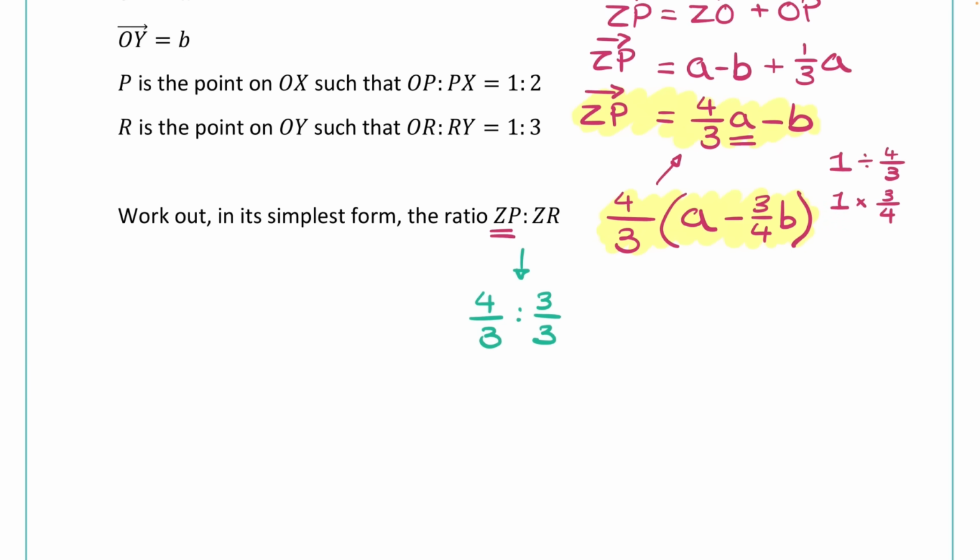Now, normally we wouldn't write it as a fraction like that. It does want it in its simplest form. So if we times them both by 3 or remove the fractions, we end up with 4 to 3. If it's 4/3 to 3/3, that is the ratio 4 to 3. And there we go. That is our final answer.